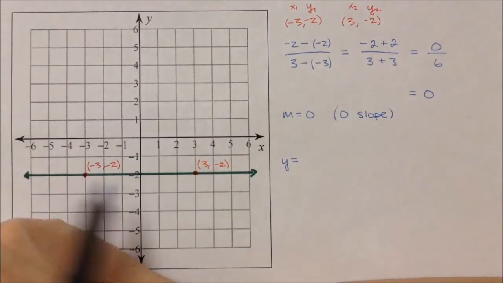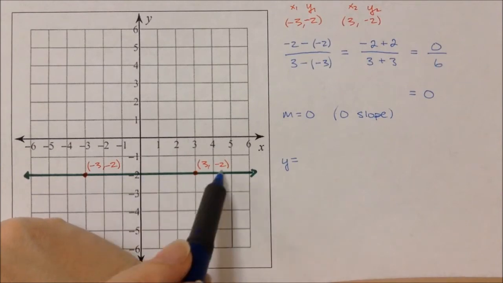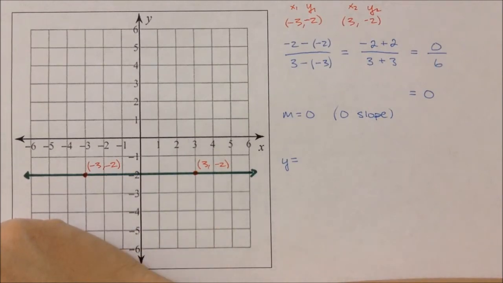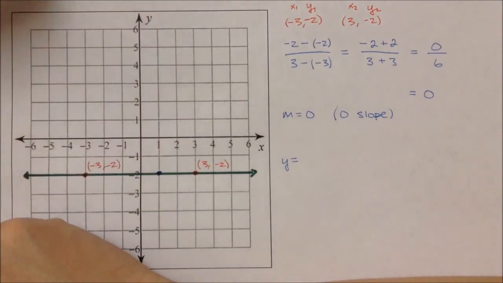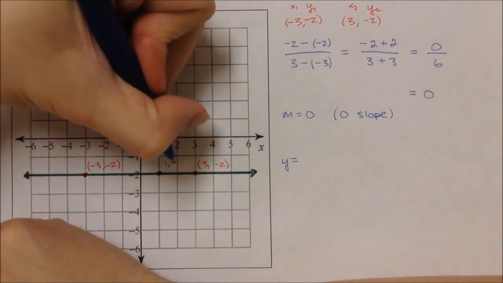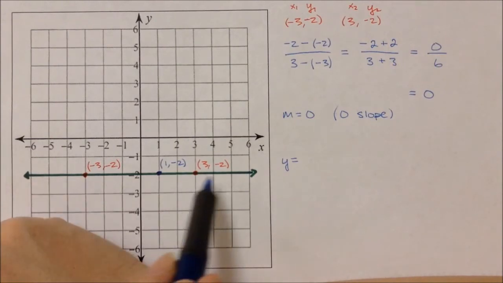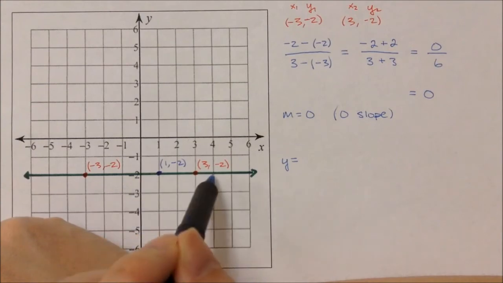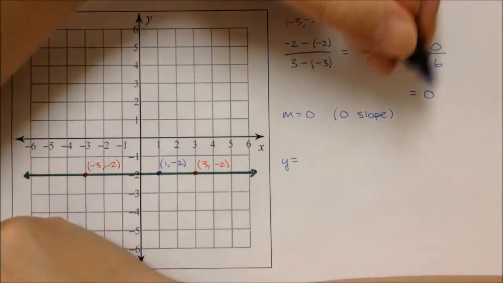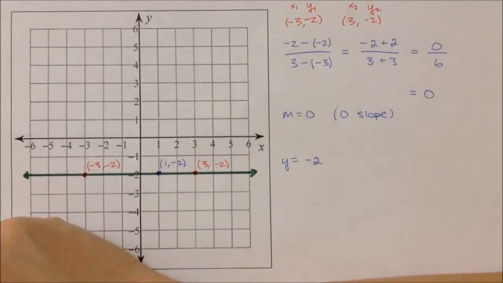So let's take a look. Notice these 2 points, the only thing that is in common is the y value, -2. If I were to mark a third point, which is (1, -2), another thing that is in common is the -2, the y values. Since it's a horizontal line going through the y-axis at -2, I'm simply going to write y equals -2.